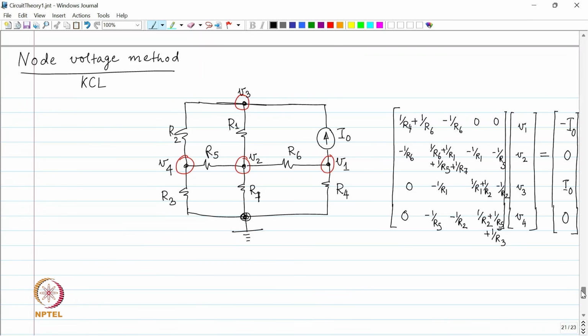Any sanity checks? What is a sanity check? Verify that things are sane. That is called a sanity check. Yeah. Any sanity checks that you can do? One sanity check is that the matrix is symmetric.